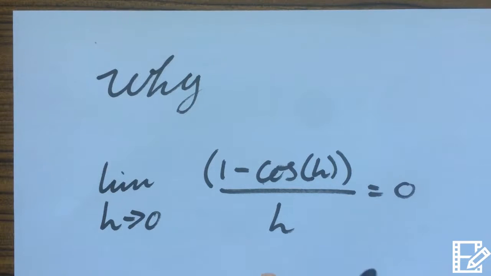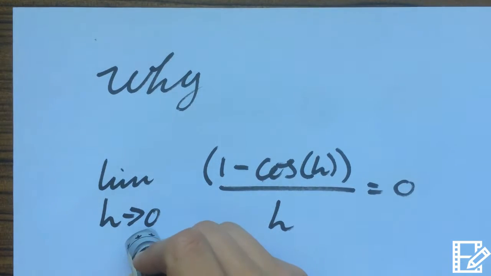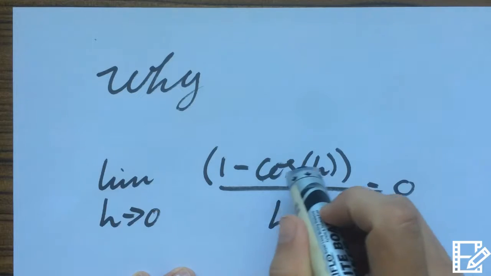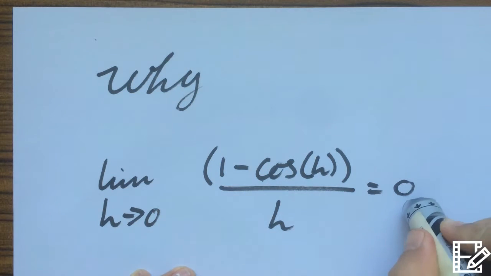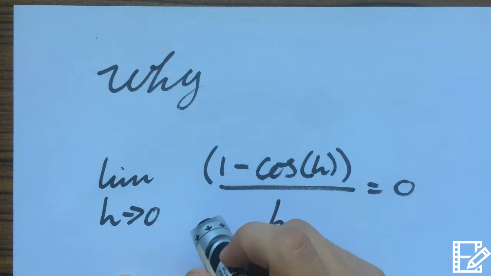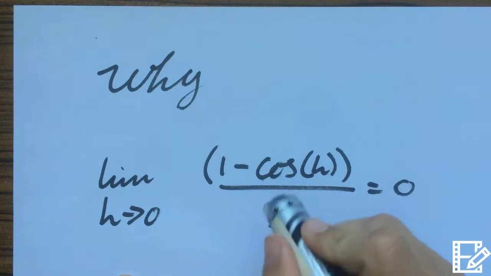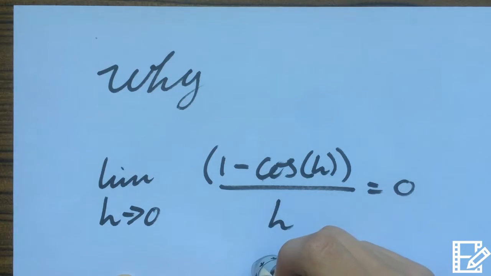Welcome back to another episode in my proof series where I basically show you why certain things happen in mathematics. Right now we're doing why the limit as h approaches 0 of (1 minus cos h) over h equals 0. This comes from a previous episode when I showed why when you differentiate sine you get cos, and this was one of the questions that came up in it.